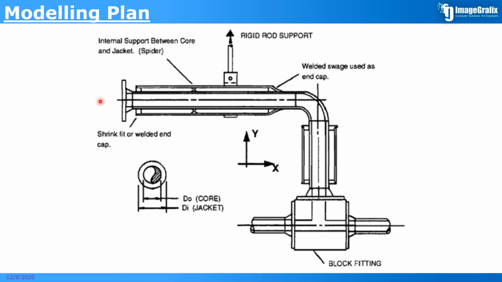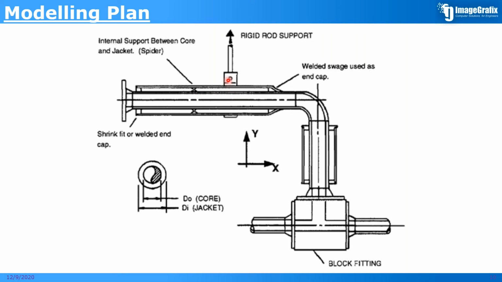A simple modeling plan for your details for explanation, which we'll see in the live software itself. So internal spacers, here, this is my spacer. I'll be modeling the spacer, connecting my jacket and everything, how it is going to be connected, those details. So here is my end cap. It could be a weld swage, used as welded swage or end cap or anything. And then you have some rigid supports here. This rigid support is present on my jacket but not on the core.